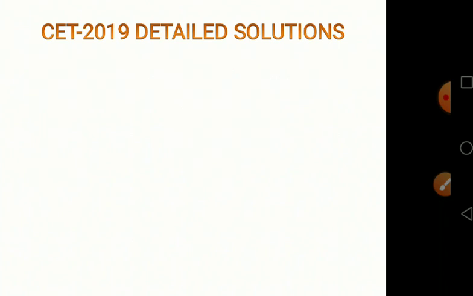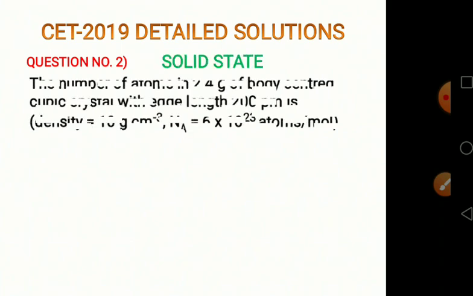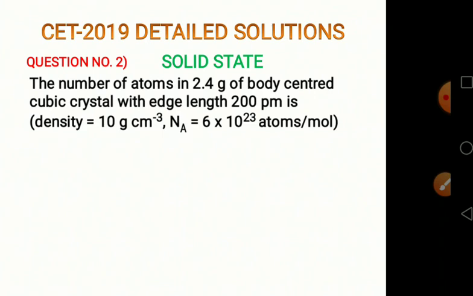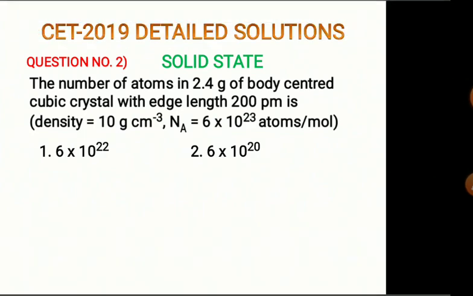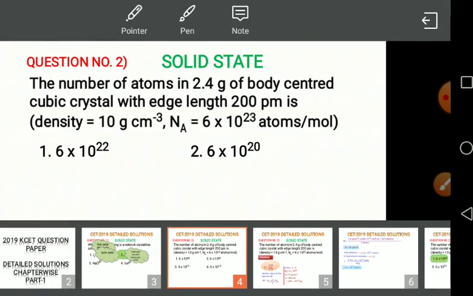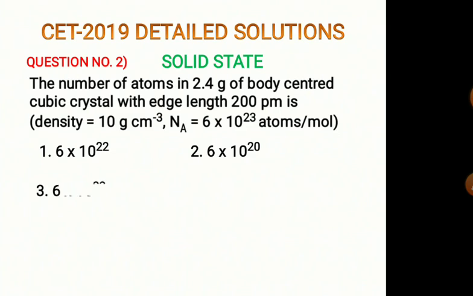Yes, let us go to the second question. Question number 2, that is solid state chapter once again. The number of atoms in 2.4 grams of body centered cubic crystal with edge length 200 picometer is. The options are like this: 6 into 10 to the power 22, 6 into 10 to the power 20, 6 into 10 to the power 23, 6 into 10 to the power 19.